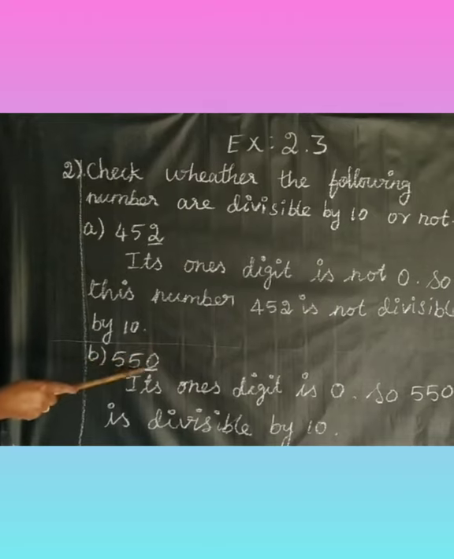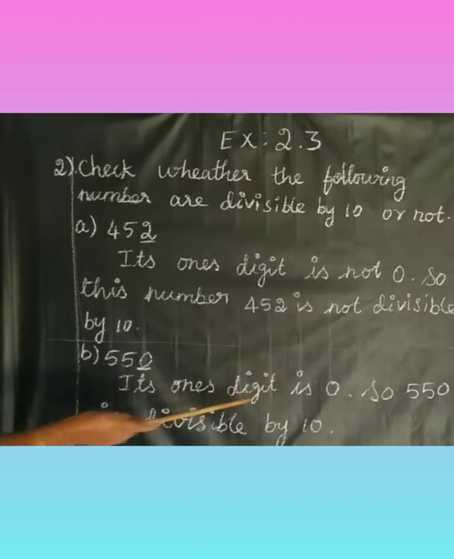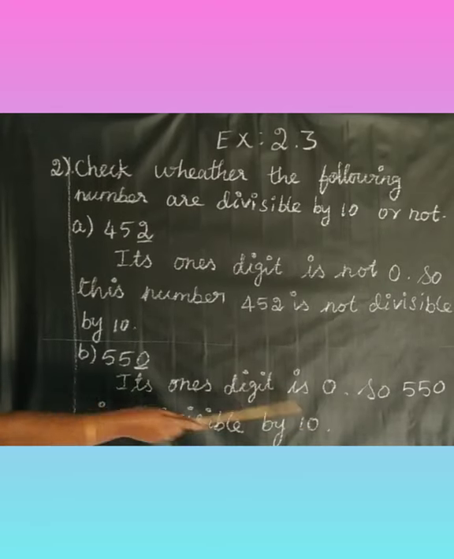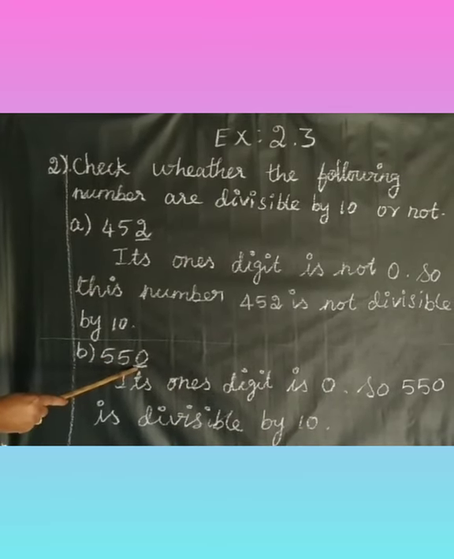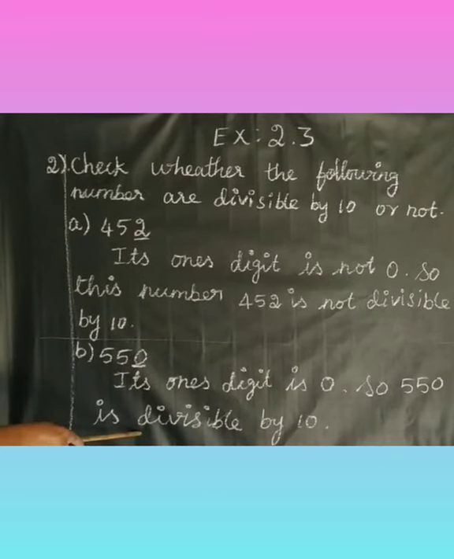Same type, another question, B, 550. So see here, what is its ones digit? 0. So the ones digit is 0, so 550 is divisible by 10. Here the number is 550, and its ones digit is 0, so this number is divisible by the 10th table.